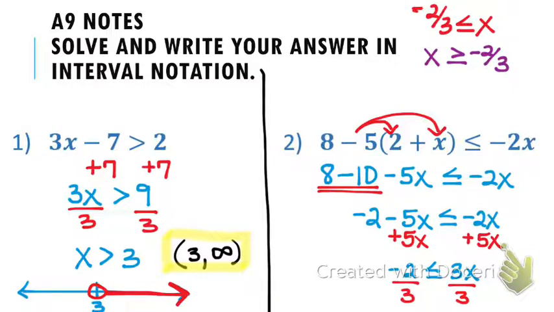To say negative 2/3 is less than or equal to x is the same thing as saying x is greater than or equal to negative 2/3. Except now you can write this in interval notation. And because it is greater than, that means we're starting at negative 2/3. Negative 2/3 gets a bracket though because it's equal to, and it's going towards infinity. Infinity always has parentheses.